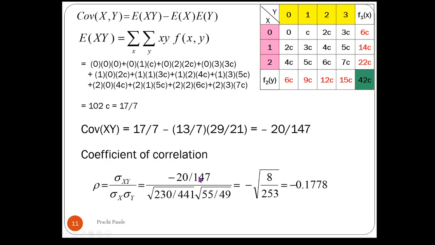So it is minus 20 by 147. Positive square root of variance of x is square root of 230 by 441, and this is positive square root of y, that is square root of 55 by 49. Using the calculator, you can get the value of this coefficient of correlation, which is minus 0.1778. So as the sign of coefficient of correlation is negative, we can say that it has a negative correlation.